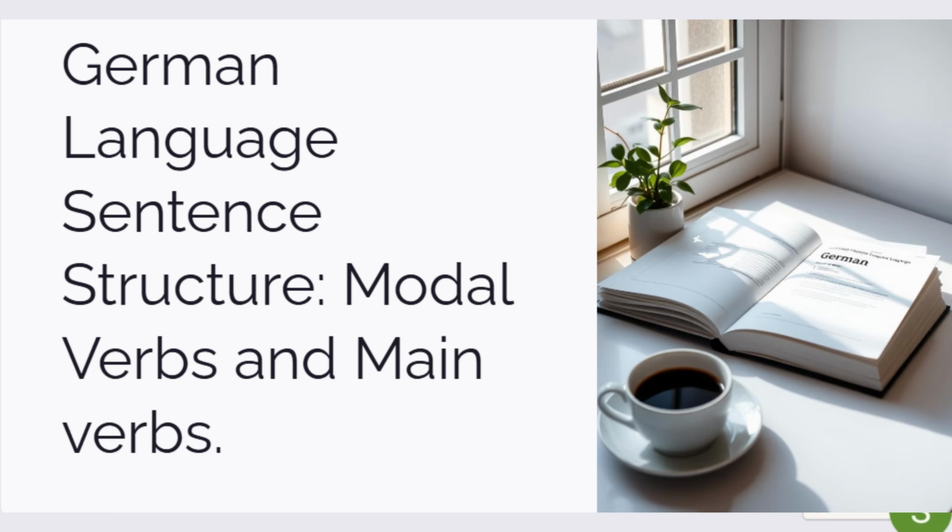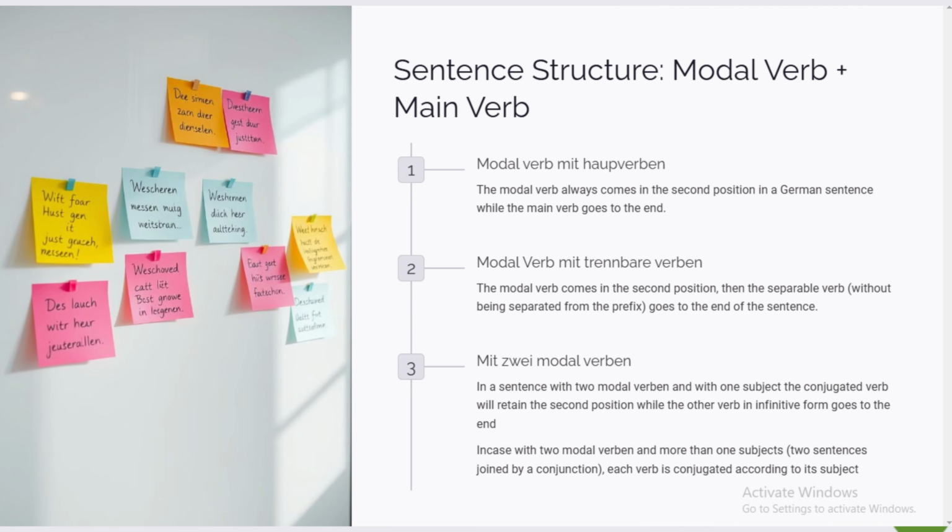Take note to this. Whenever there is a modal verb in a sentence, it will always come in position 2 of the sentence. This now on the structure, and the other verb goes to the end. If we are having a modal verb and the main verb, the modal verb is the conjugated verb. Note that every time the conjugated verb comes in the second position in any sentence, then the main verb will come at the end of the sentence.